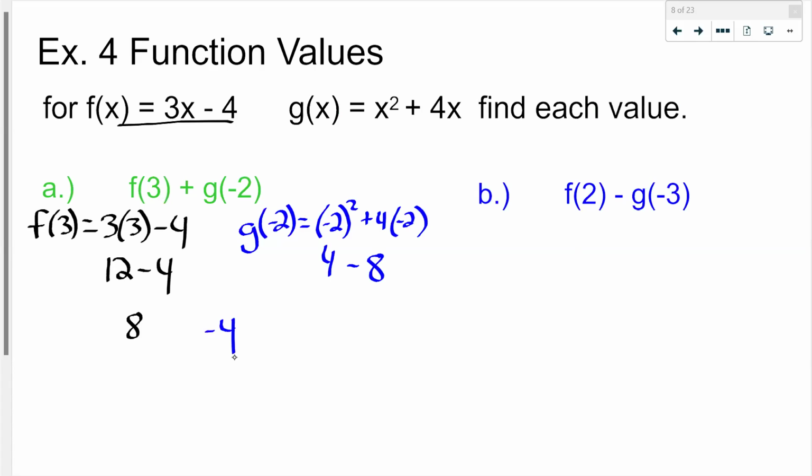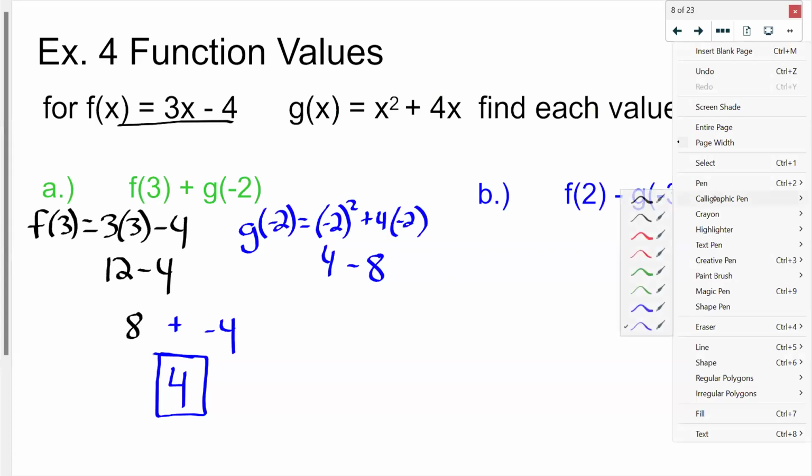And now what's it tell me to do? Here's my f function. Here's my g of -2. It tells me to add the two. So I'm going to add them. 8 plus -4 is 4. So f of 3 plus g of -2 is just 4.